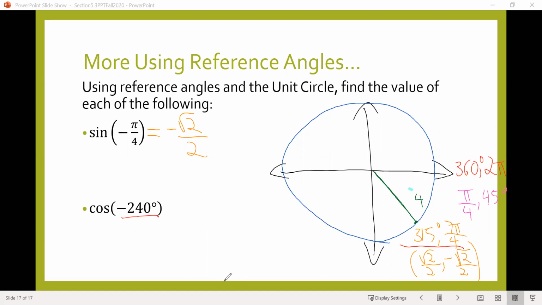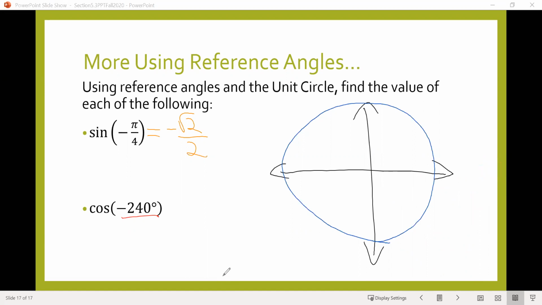All right, let's look at the next one now. So now we have cosine of negative 240 degrees, which means we're dealing with an angle that we're getting from rotating clockwise. This time we're going negative 240 degrees. So let's see how far that will be. Well, this is negative 90, negative 180, and then if we go negative 60 more degrees, then we'll be at negative 240 degrees there. So we end up in the second quadrant.